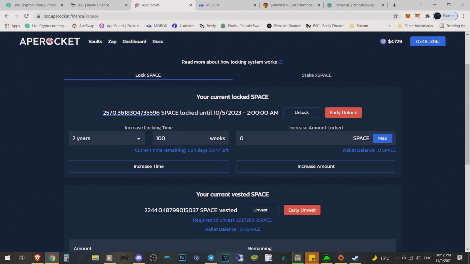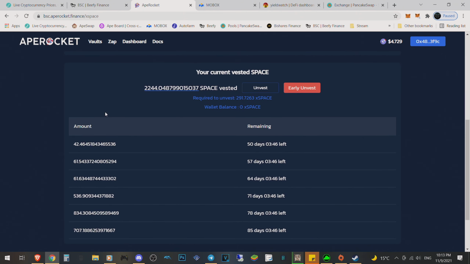The same thing goes with the space up here. If you early unrest, then this space, you lose half of it. Half of it will come back to you. Okay. So early unrest is something I would not recommend to anyone. It is way better to wait out the 90 days and let it, after 90 days, you'll be getting every single week some space. Does that make sense? It's better to wait it out than it is to early unrest.